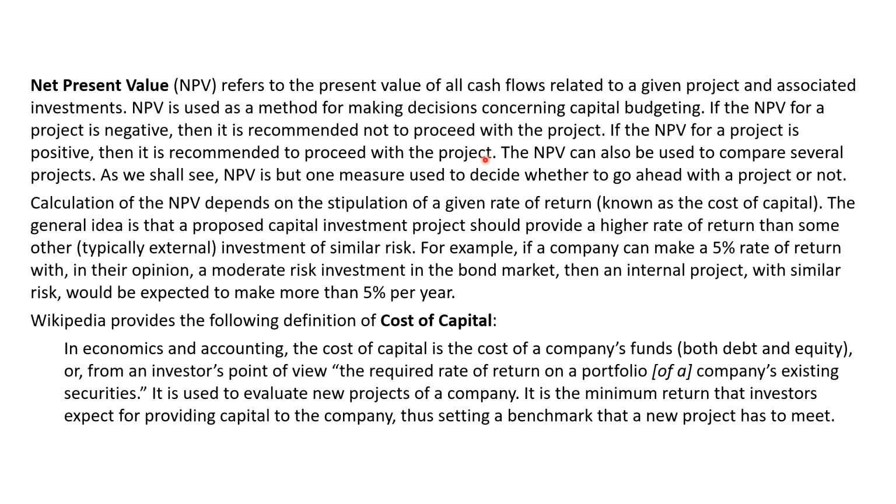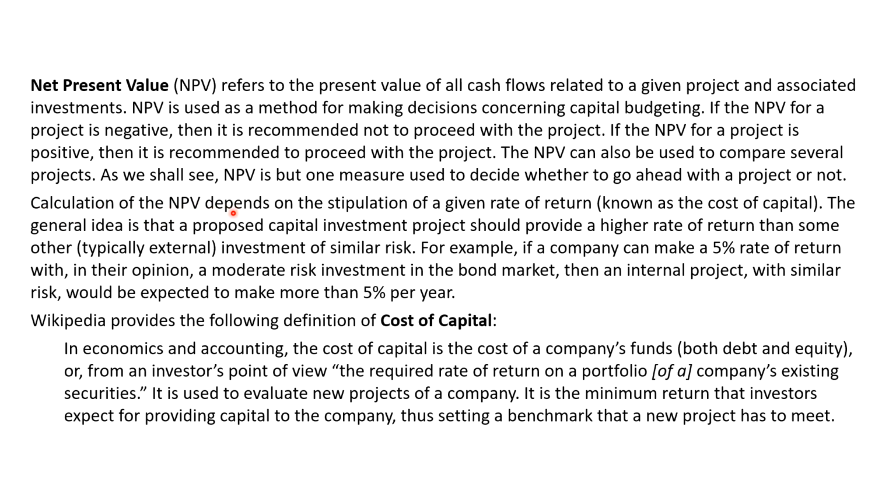Right, so this is sort of a rule of thumb. There could be other factors, but just from the perspective of NPV, these would be the conclusions. The NPV can also be used to compare several projects. As we shall see, NPV is but one measure used to decide whether to go ahead with a project or not. So you may have several projects, maybe they all have a positive NPV, and you probably want to pick the one that has the largest NPV in that case. So it gives you a method for comparing between projects.